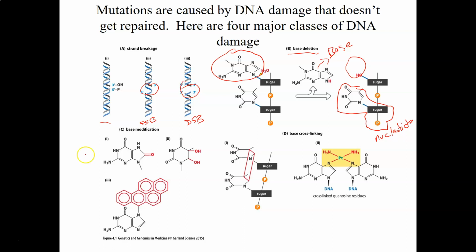Base modification over here. You can modify bases, chemically modify them, oxidize them, deaminate them, things like that. You can just chemically modify the base. And then here's an addition of a big, huge thing to the DNA. So all of these things can damage DNA. This one is particularly common. That's thymine. So this is called a thymine dimer, and that's caused by UV light.